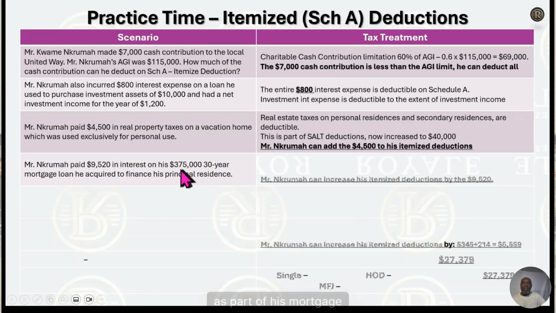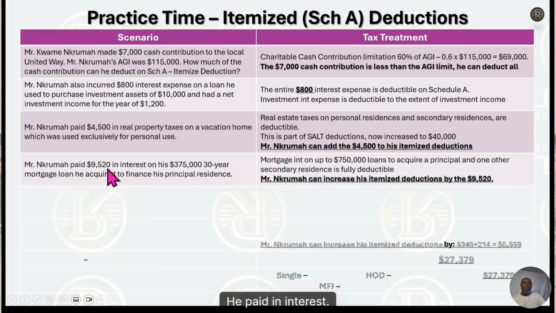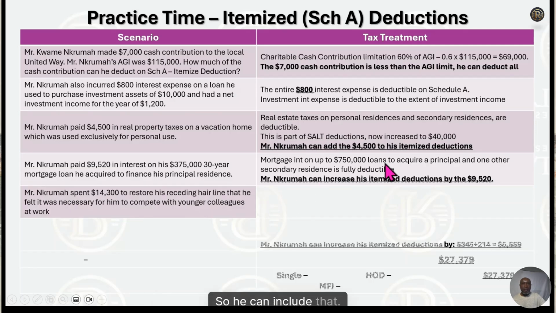Part of his mortgage of $375,000. He paid in interest $9,520. So how does that also work? The mortgage interest on a mortgage loan up to $750,000 qualifies for a deduction. Okay, as long as the value of the house is not more than $750,000, the entire interest on the mortgage is also a qualified deduction for itemizing. So he can include that.